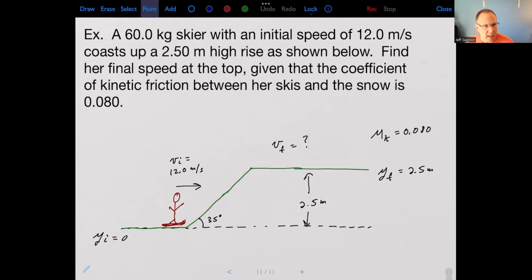So we can't quite use conservation of mechanical energy because there is a non-conservative force acting. There's friction acting. However, if we change the formula slightly so that we include the work done by the non-conservative force, which is the work done by the frictional force here, then we can solve this problem. But it's a little bit trickier. So let me outline this.